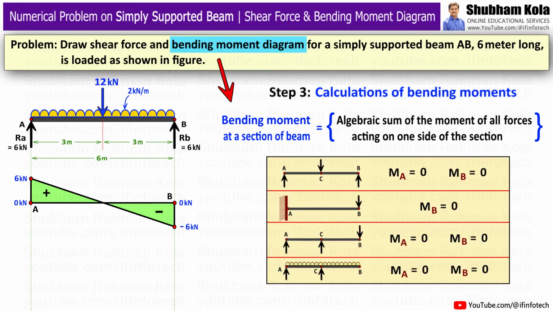So whenever you are calculating the bending moments, you should remember these conditions. So here for a simply supported beam, the condition is at the ends of a simply supported beam, the bending moment will be 0.